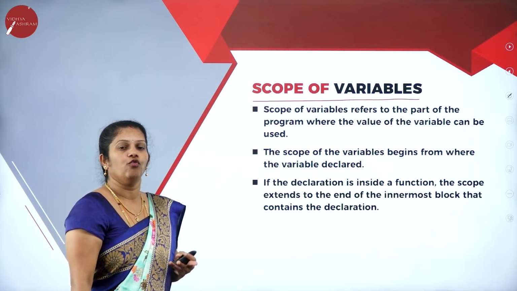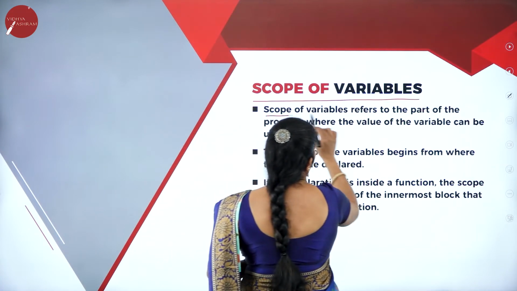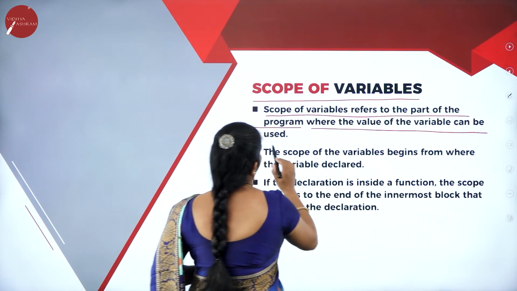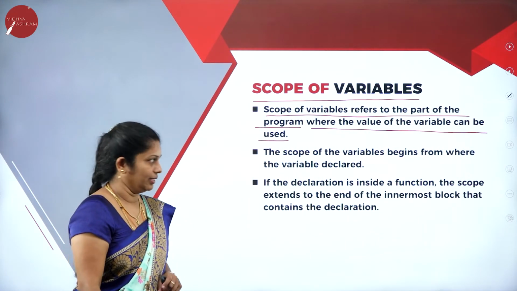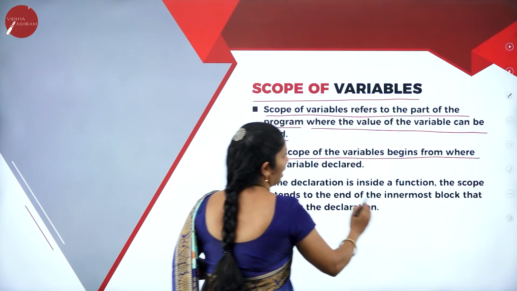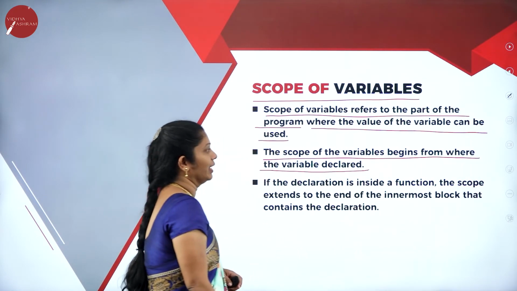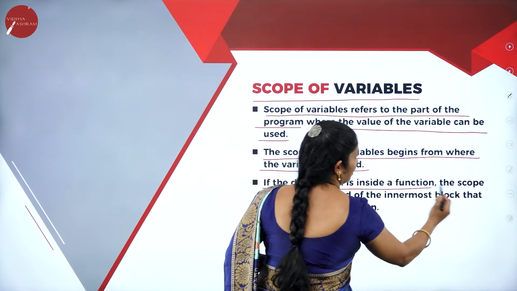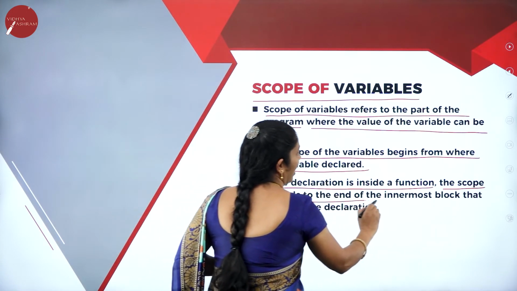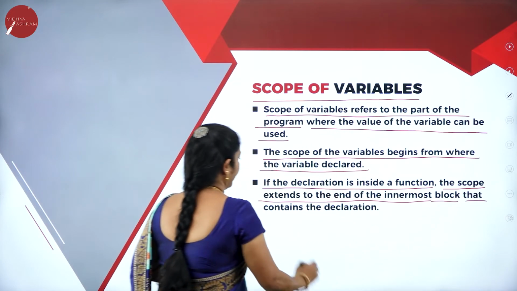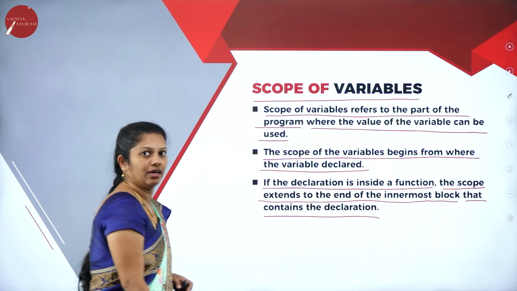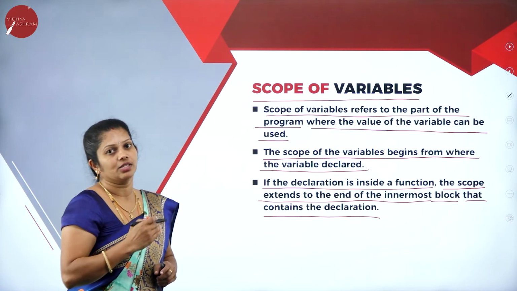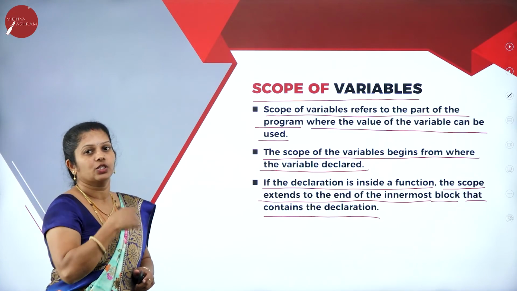Next we'll move on to the next concept, scope of variables. What do you mean by scope of variables? Scope of variables refers to the part of the program where the value of the variable can be used. The scope of a variable begins from where the variable is declared. If the declaration is inside the function, the scope extends to the end of the innermost block that contains the declaration. From where we declare it, from there the scope starts, and it continues until we close that block.